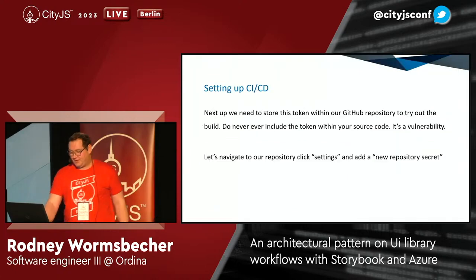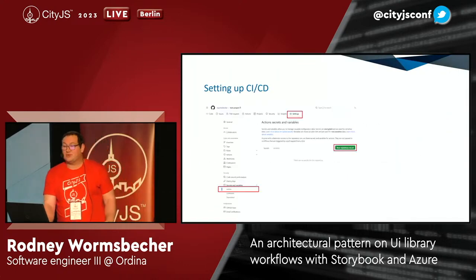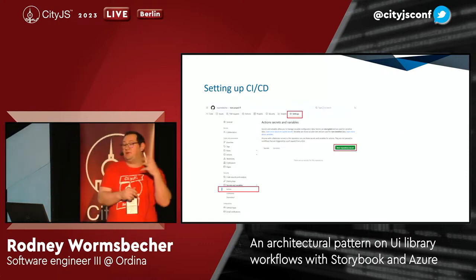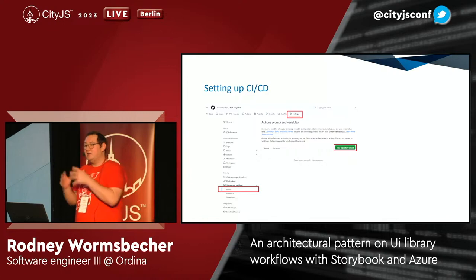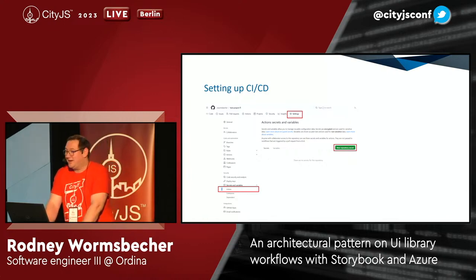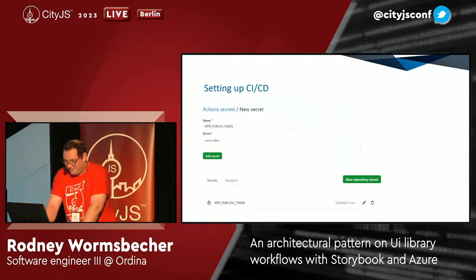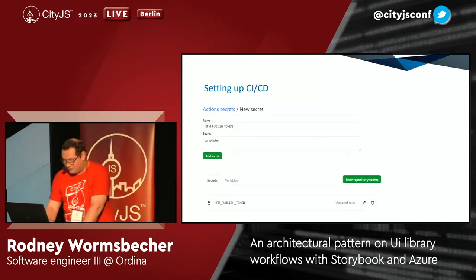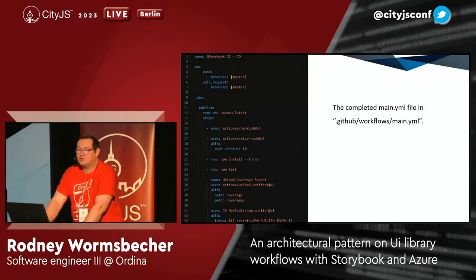Next up, we will have to go into our GitHub repository. We have to go to settings, and we have to add a new secret. A secret is basically a value that we want to use in our pipeline, but nobody can see it, right? That's safer. Otherwise, we might just give our access token away. So I will create a new secret called npm publish token. And I will also create a YAML file, which I will explain in a second.